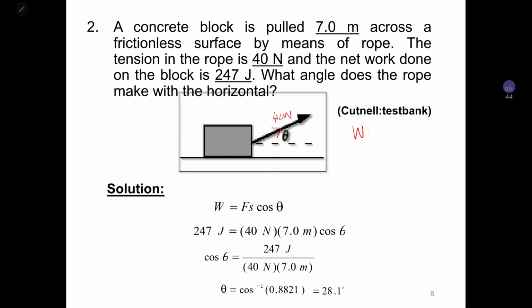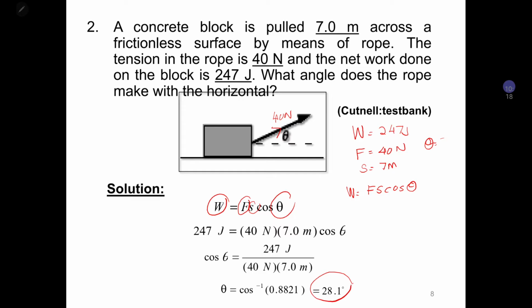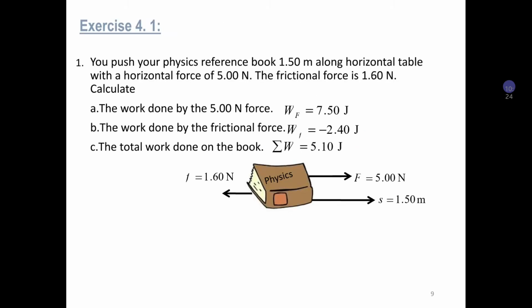Okay, so they give the value of work is 247 joule, force is 40 Newton, and displacement is 7 meter. Okay, so we need to know the value of the angle. So from the equation, W is equal to Fs cos theta, we know the value of work, the value of F, S, and we can calculate the value of theta. So if you calculate, you will get the value of theta is 28.1. Alright, clear?